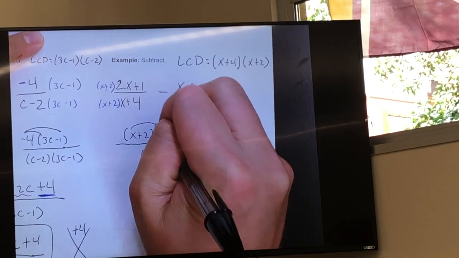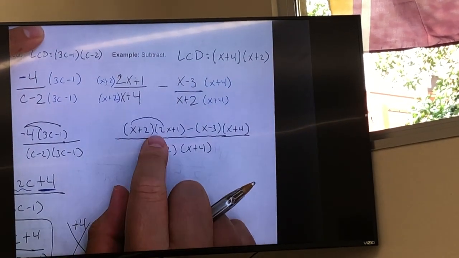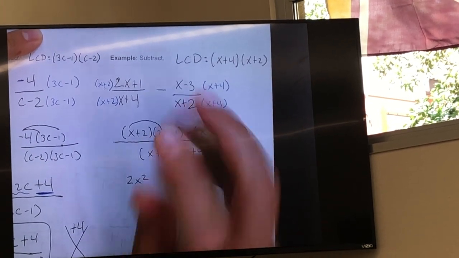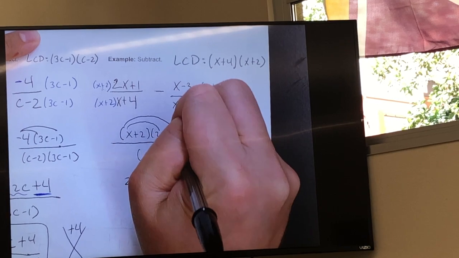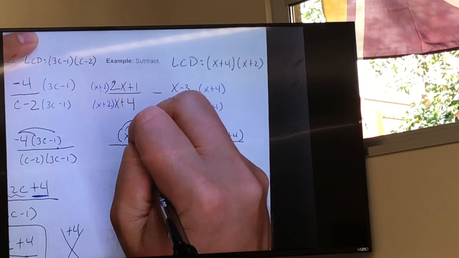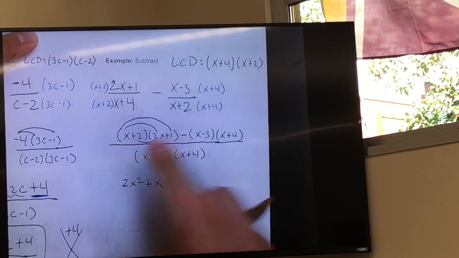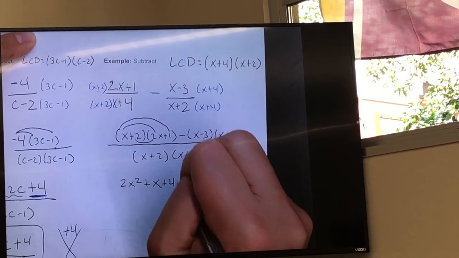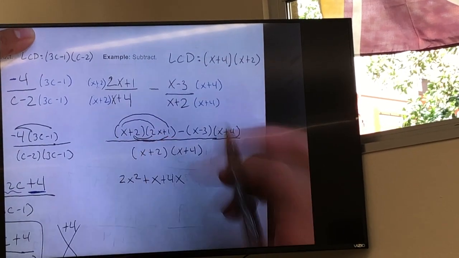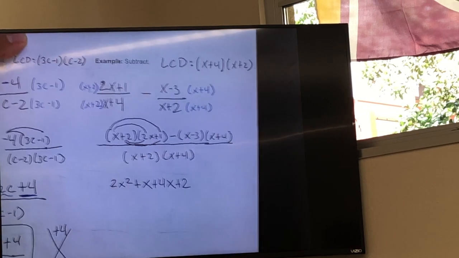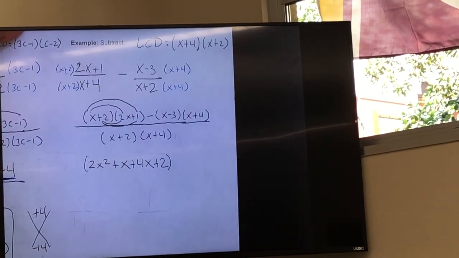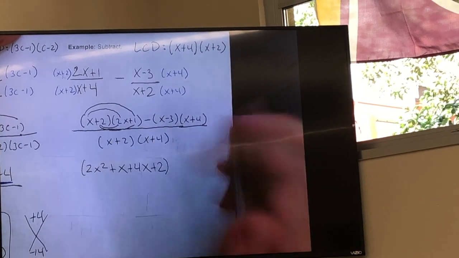So our first times our first, x times 2x will make 2x squared. Our outside terms will be x times 1. Our inside terms, 2 times 2x. And our last times our last will be 2 times 1. Okay? I'm going to go ahead and just keep this in parentheses, just to keep it separate from the other one. We're going to have our subtraction sign.